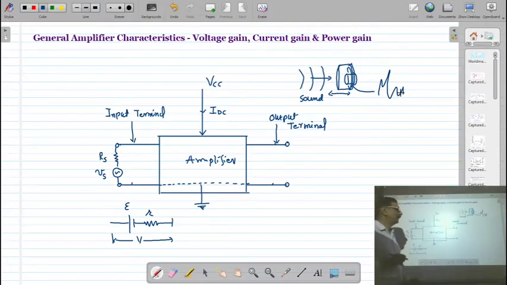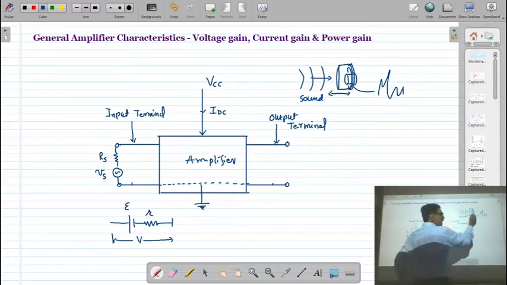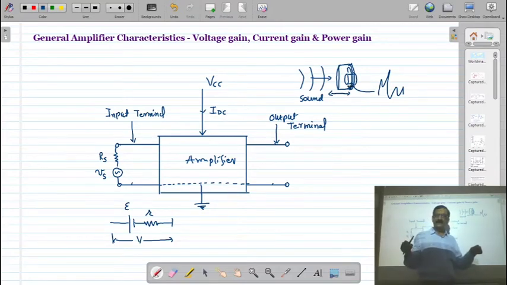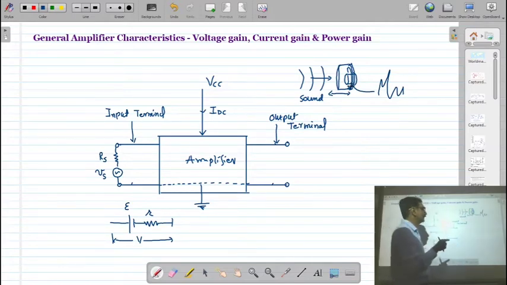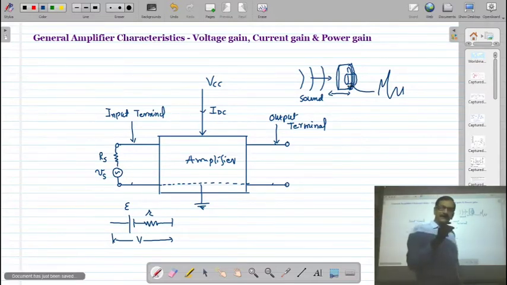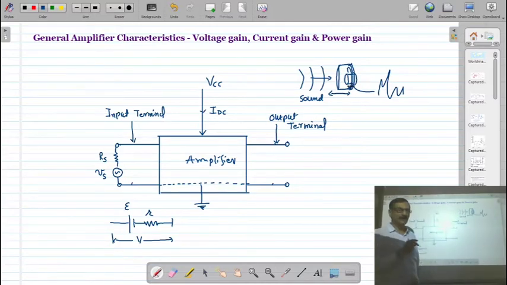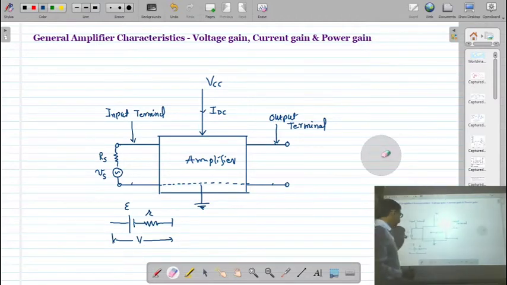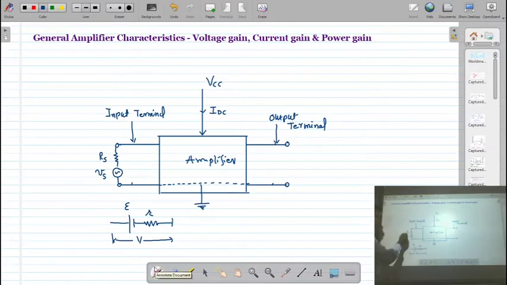Here what I mean to say is that whatever coil we are using is made up of a copper wire, and whatever the resistance of the copper wire is, it is known as the internal resistance of a microphone, and that is known as the source resistance, and therefore here Rs is there. So you take any device, then that device always has some internal resistance. Okay, so this source is connected at the input terminal of the amplifier.